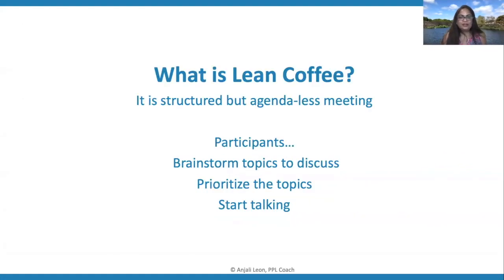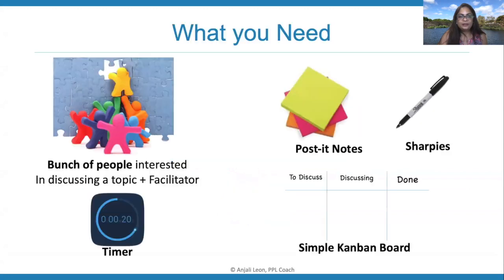So a lean coffee is nothing but a structured but agenda-less meeting where the participants come together, they brainstorm some topics that they want to be able to discuss, they prioritize those topics, and then just start talking in a structured way. So let's see how that works if you want to be able to facilitate a lean coffee session. So what do you need?